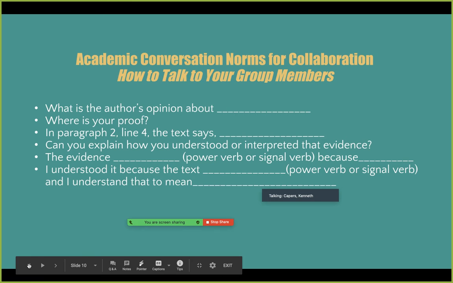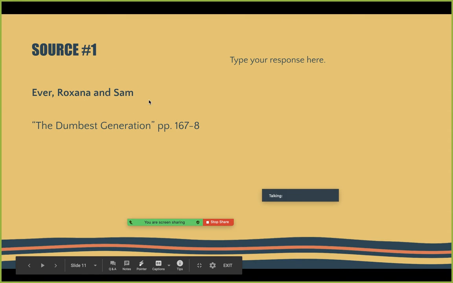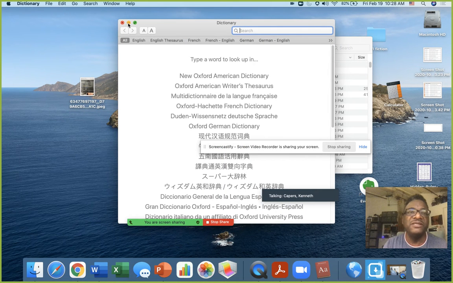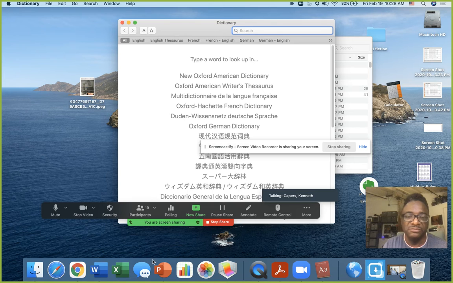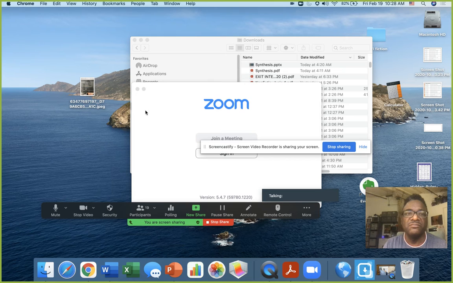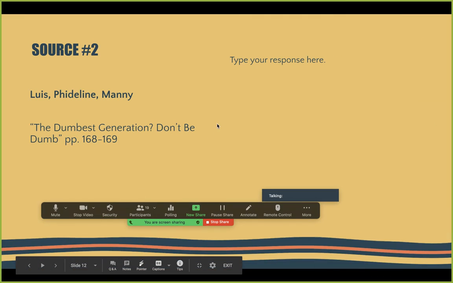Okay. And again, I'll show you a couple other things. Here's what's going to happen. Whoever has source 1, that's the page it was on. You all should have your book, The Language of Composition, right? Ever, Roxana, and Sam are going to be on page 167 and 168. See where it says type here? I'm going to share the document. And right where it says type your response, you'll be able to do that.